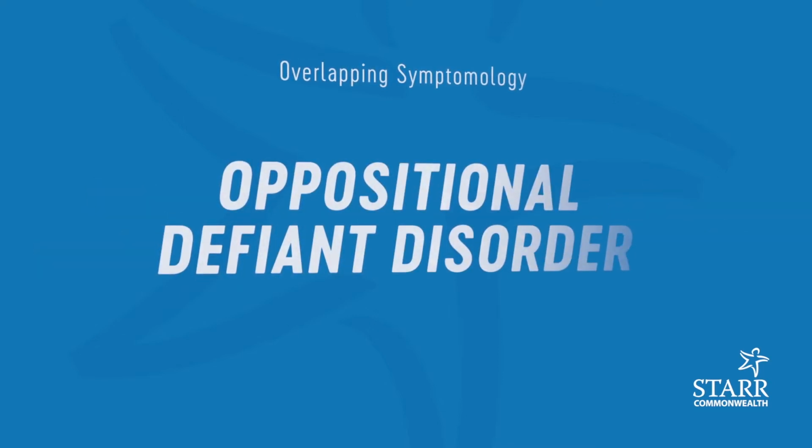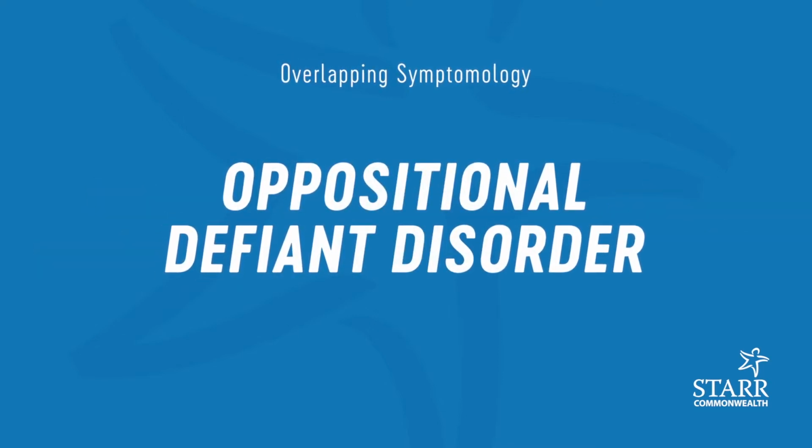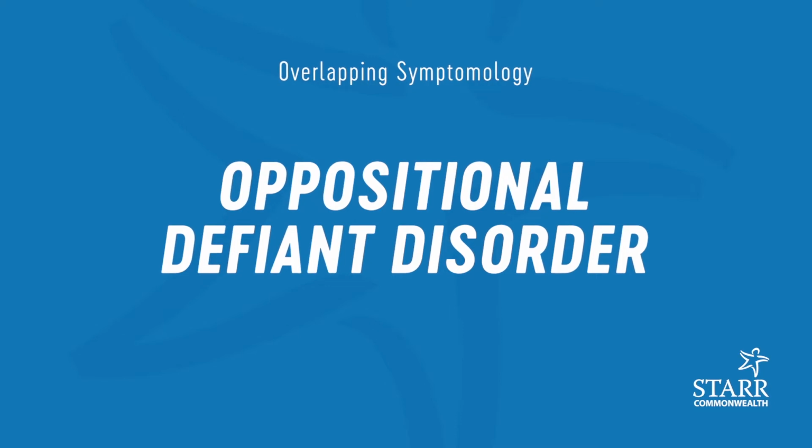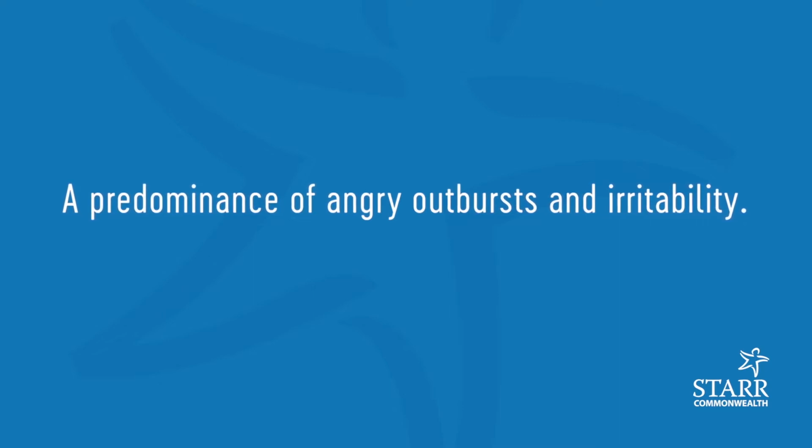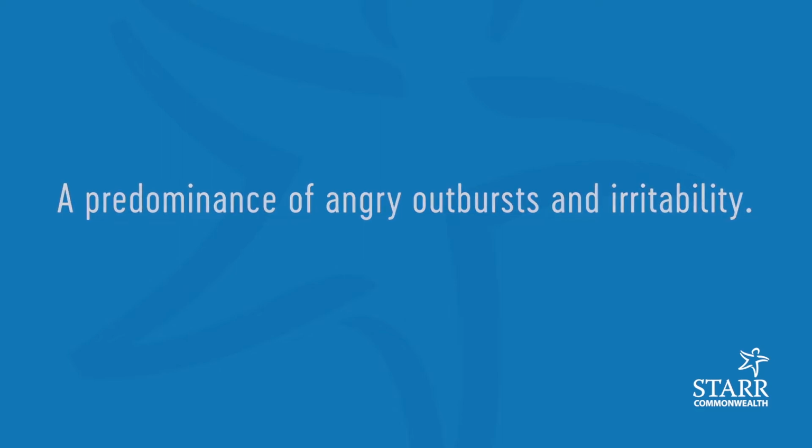Another very common mental health disorder that we see in children is oppositional defiant disorder. The overlapping symptoms between ODD and trauma are things like angry outbursts and intense irritability. And then of course you see that defiant-like behavior.